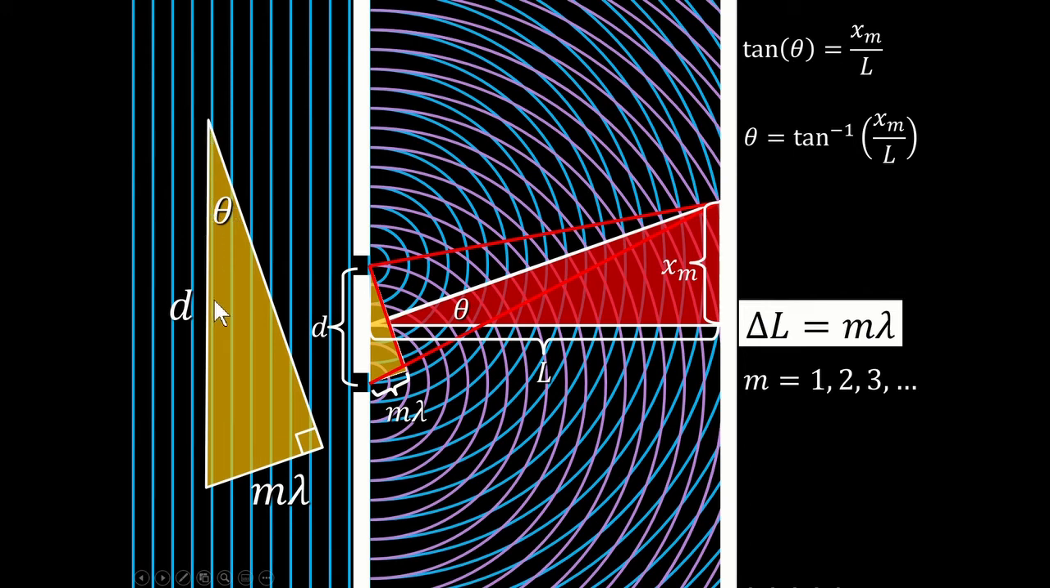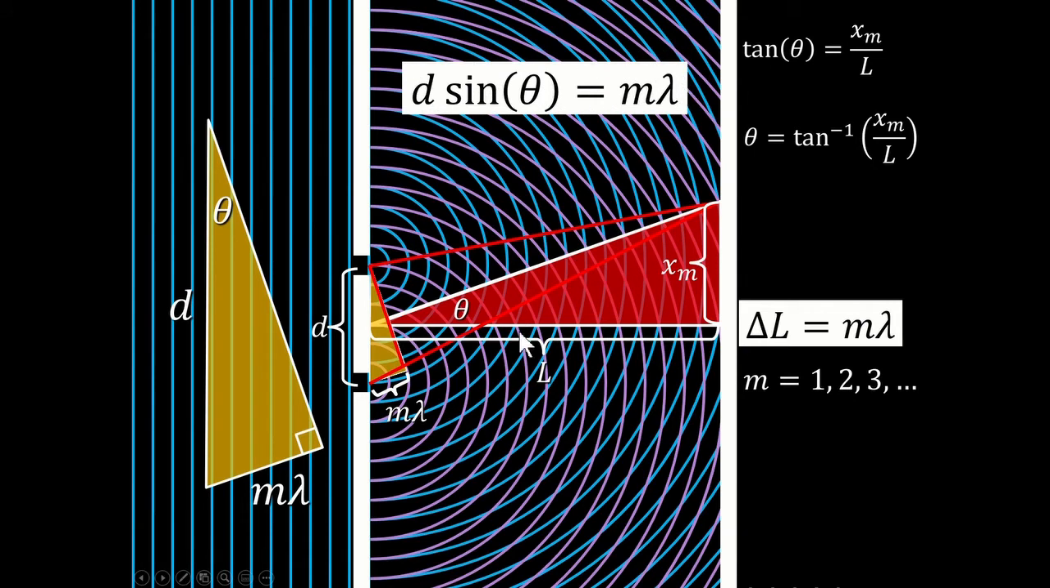The distance along the hypotenuse is the distance between the 2 slits. So there's a relationship between these 3 things. If I take the hypotenuse and I multiply by the sine of the angle, it will equal this opposite side. So d sine of theta equals a multiple of the wavelength.